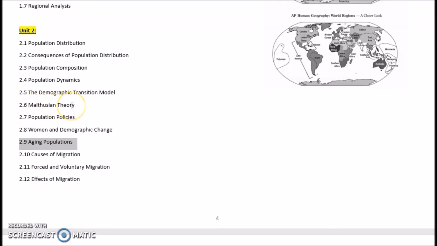Malthusian theory, I want you to also be thinking about Boserup. Okay, so if there's a theory in there, you need to be thinking about, if they ask me a question about Malthus, how am I going to address the question?